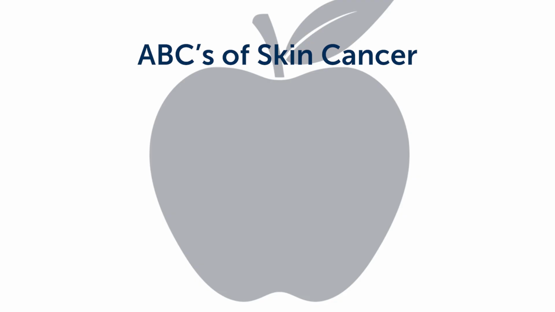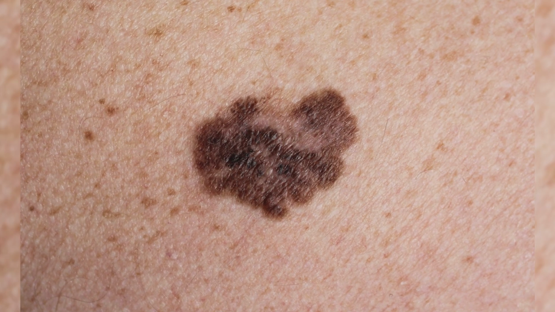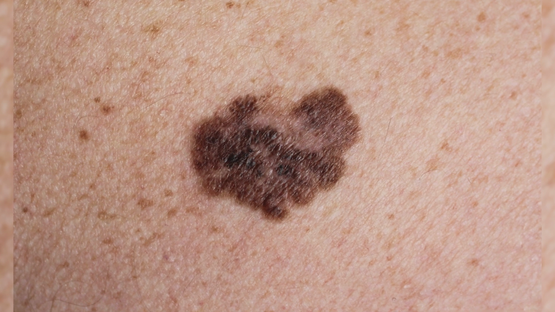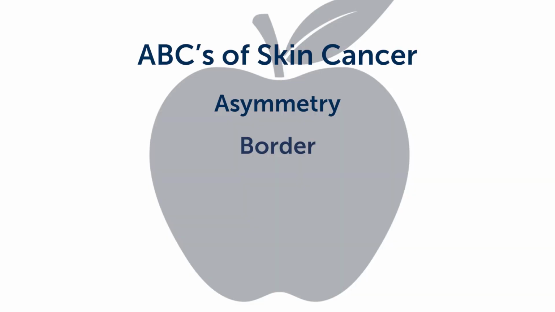A stands for asymmetry. If a mole has a really weird shape that is not symmetric, either circular or oval, that is an indication that maybe it should be biopsied. The B stands for border. Benign moles should have a distinct border where you can kind of tell where it starts and where it ends. If you have a mole that seems to be pigmented and then just fades into the normal skin, that's maybe an indication.